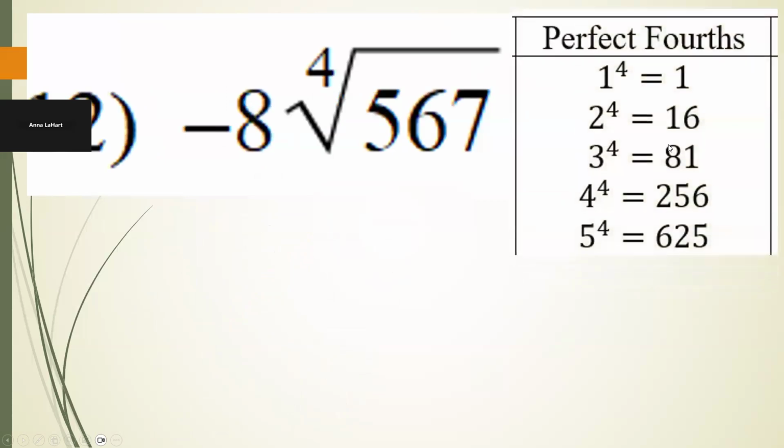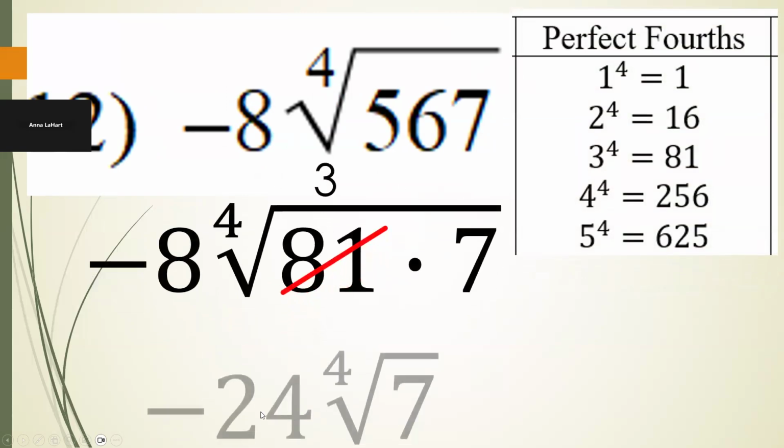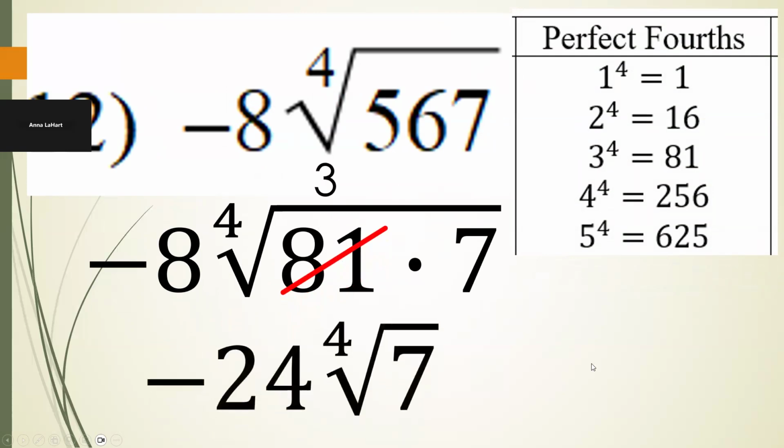Fourth root, boom. How many options on this one? 81 is the winner. 81 times 7. Fourth root of 81 is 3. 3 times negative 8 is negative 24. Fourth index number, 7 comes down.